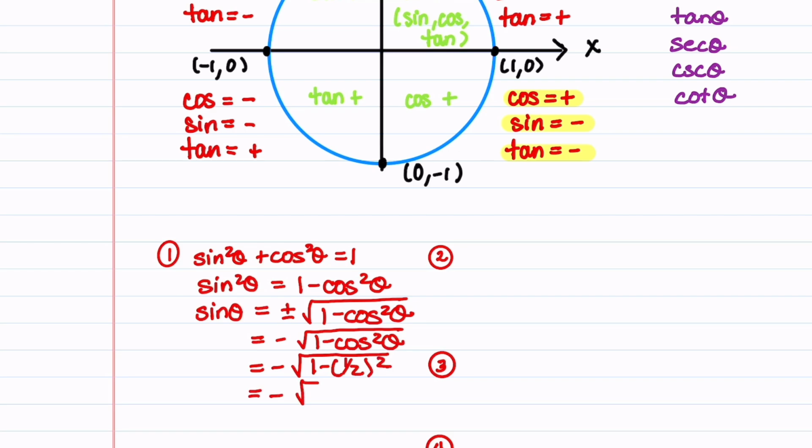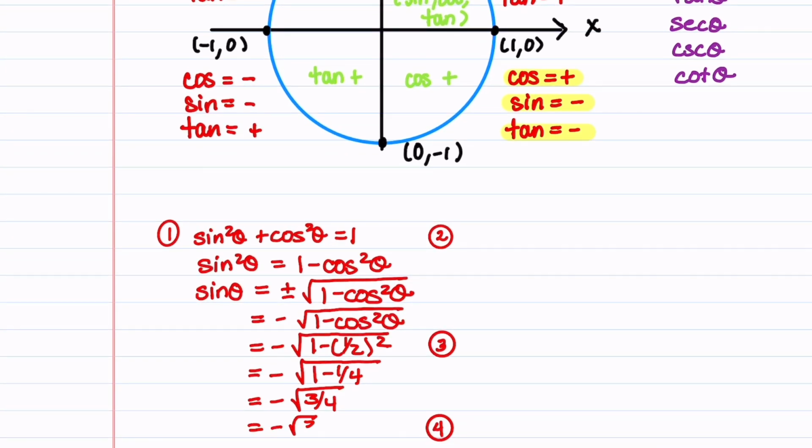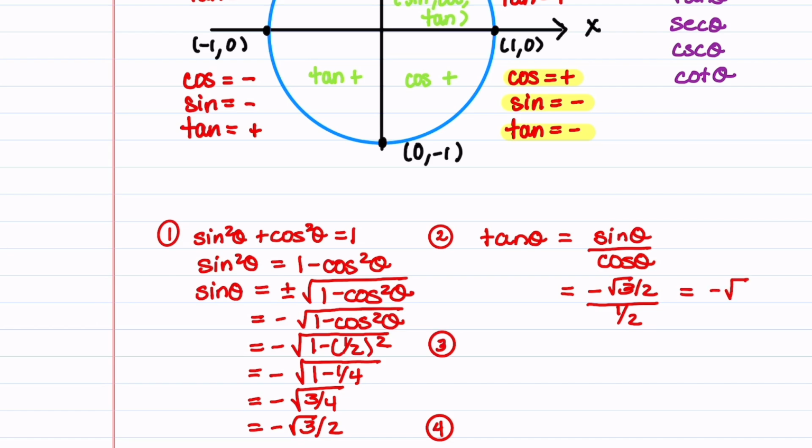This gives us minus the square root of 1 minus 1/4, which gives us minus the square root of 3/4, which is equal to minus root 3 divided by 2. We'll now find tangent theta. The ratio identity tells us that tangent theta is equal to sine theta divided by cosine theta. We just found that sine theta is minus root 3 over 2, and we were given that cosine theta is 1/2. This gives us a value of minus root 3.